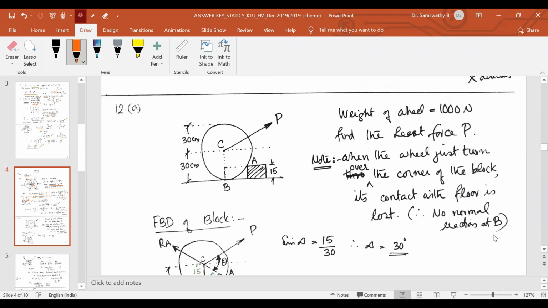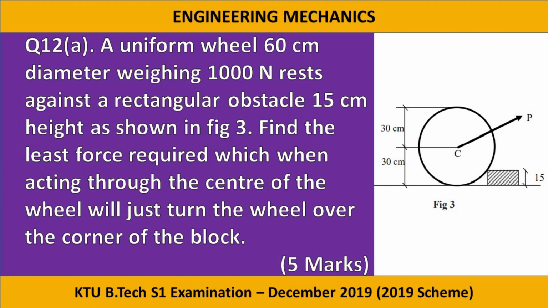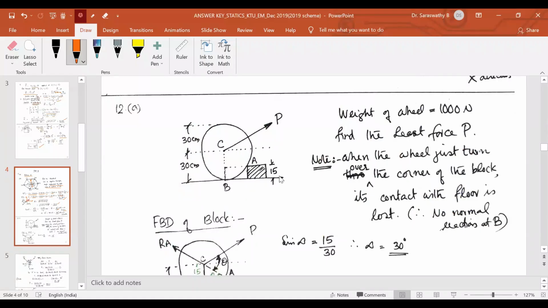Moving on to question number 12A from module 1. A uniform wheel, 60 centimeter diameter, weighing 1000 Newton, rests against a rectangular obstacle, 15 centimeter height, as shown in figure. Find the least force required, which, when acting through the center of the wheel, will just turn the wheel over the corner of the block. So this is the question.